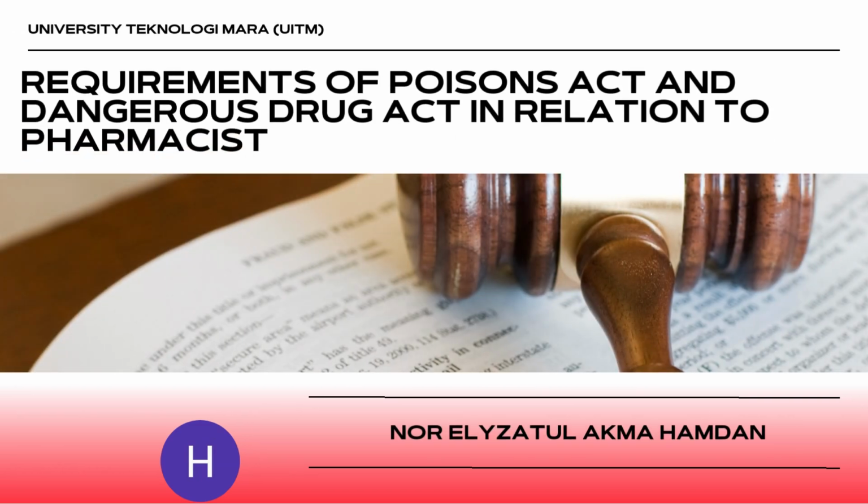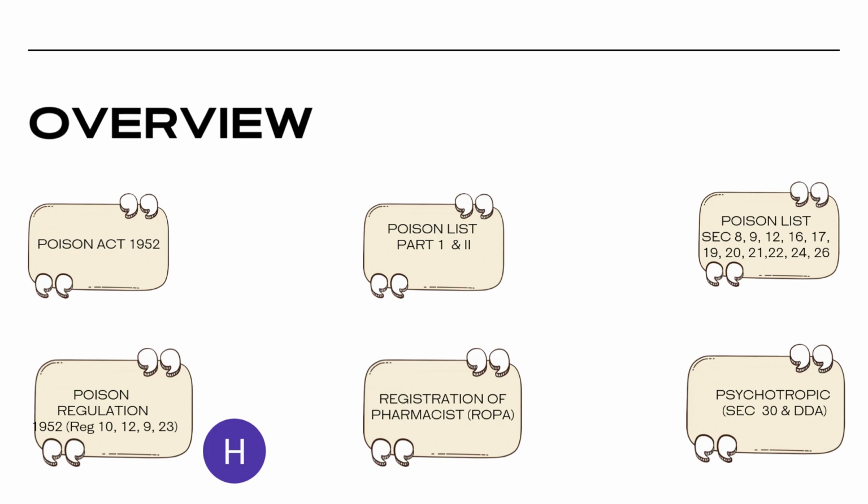Hi everyone. In this topic, you will learn about the requirements of the Poisons Act and the Dangerous Drugs Act in relation to pharmacy and pharmacies. In this video, you will learn about six learning outcomes.